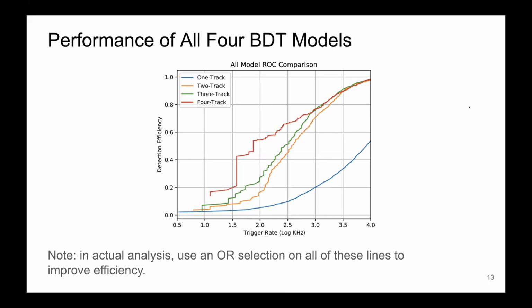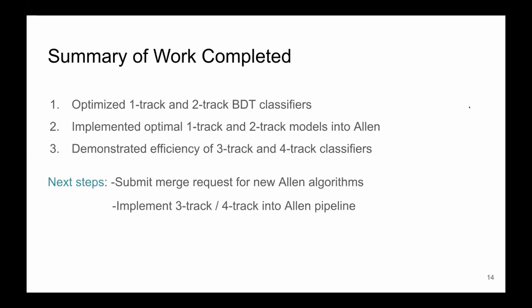So it would be definitely very worthwhile to write the C++ code to get these 4-track and 3-track selections into Allen. So here's one final slide, just giving a summary of everything that I did this summer. So the first thing was to optimize the 1-track and 2-track BDT classifiers for run 3. And then we wanted to implement these 1-track and 2-track models into the Allen pipeline. And then finally, we wanted to prove that we would get even better efficiency if we made 3-track and 4-track BDT classifiers. So the 2 next steps for this project are to submit the merge request for the 1-track and 2-track Allen algorithms. And then also just a longer-term goal is to implement these 3-track and 4-track models into Allen as well, once that becomes possible.